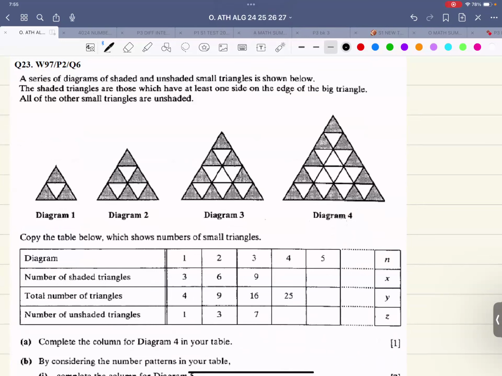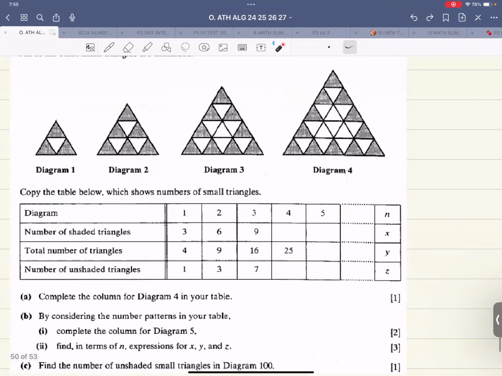Okay, that thing makes sense. Yes, I'm getting this thing. So the shaded have at least one edge on the side of the big triangle. All the other small triangles are unshaded. So these are unshaded, and that's how the story goes.